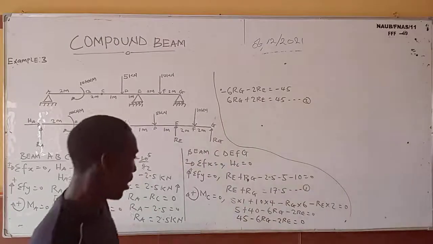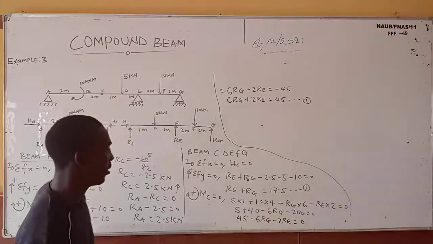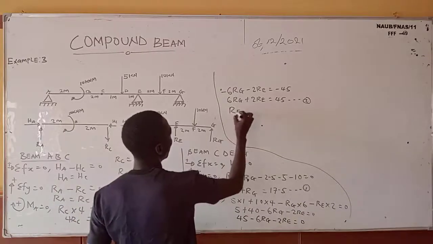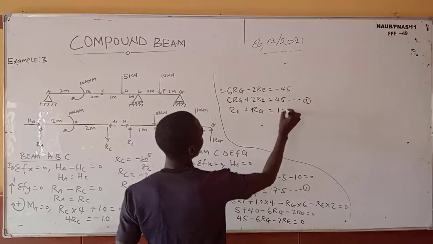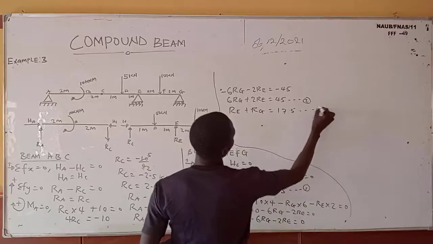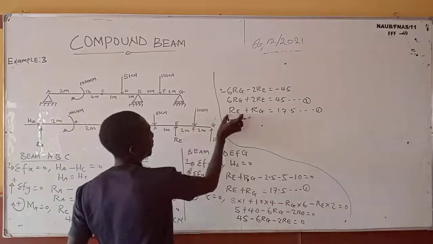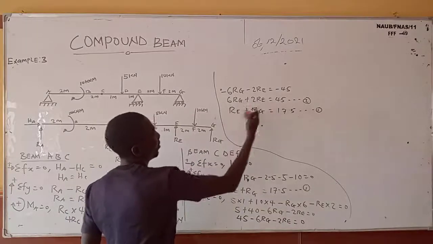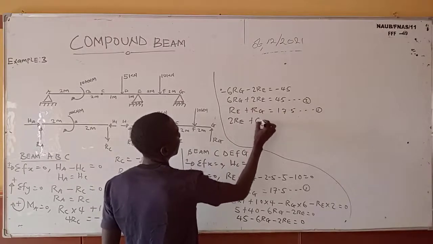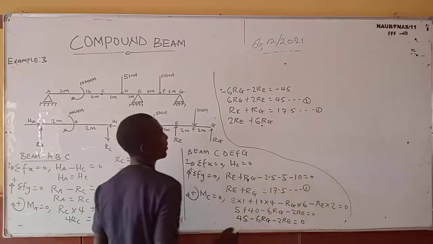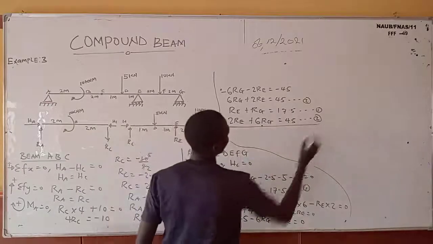Equation 2. Now, if you look at equation 1 and 2, we can solve them simultaneously. Do you understand? And equation 1 is what? ROE plus ROG equals to what? 17.5. Equation 1. Equation 2. Let me just arrange them. This ROE here, let me print it. You know, it's positive now. So you can first write 2 ROE plus 6 ROG, because addition is commutative, equals to what? 45. Equation what? 2.